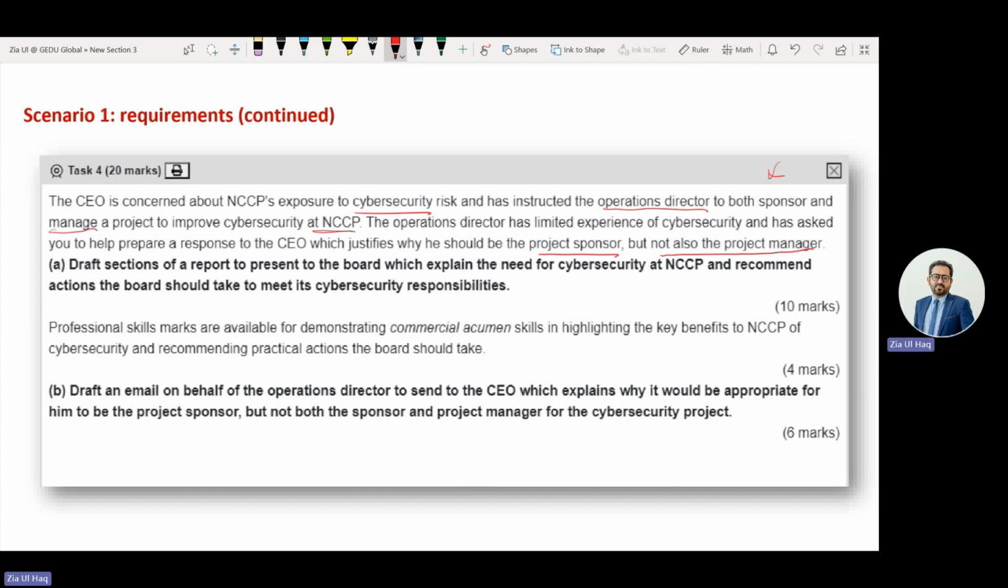And why doesn't he want to become project manager? Because he does not have IT skills. He is working in operations. That's why there must be a separate project manager having IT related skills.